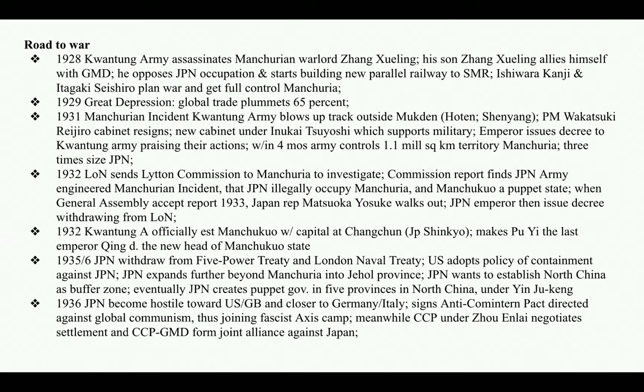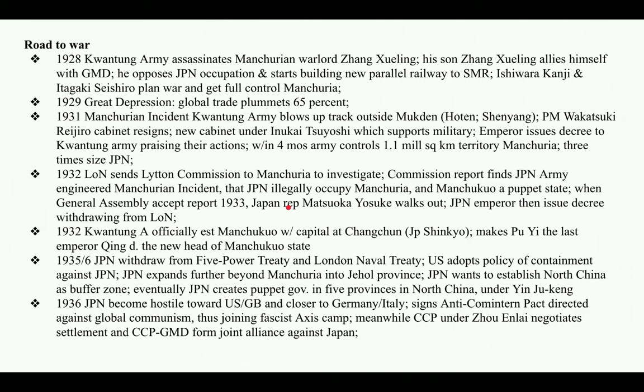And when the General Assembly of the League of Nations accepted this report, Japanese leaders were not very happy about this, and Japan's representative, Matsuoka Yosuke, walked out of these proceedings, and shortly thereafter, the Japanese emperor issued a decree withdrawing from the League of Nations.